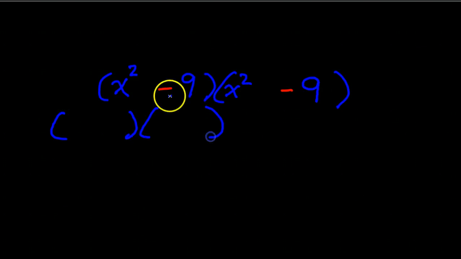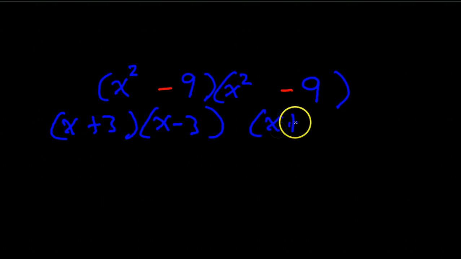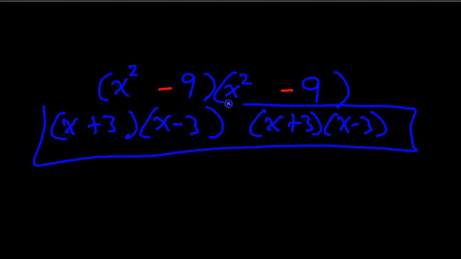So x squared minus 9 is x plus 3 times x minus 3. And same thing with this one over here: x plus 3 times x minus 3. So then this would be our answer. So that's the only thing about the higher power. Sometimes you'll get something that can factor more.